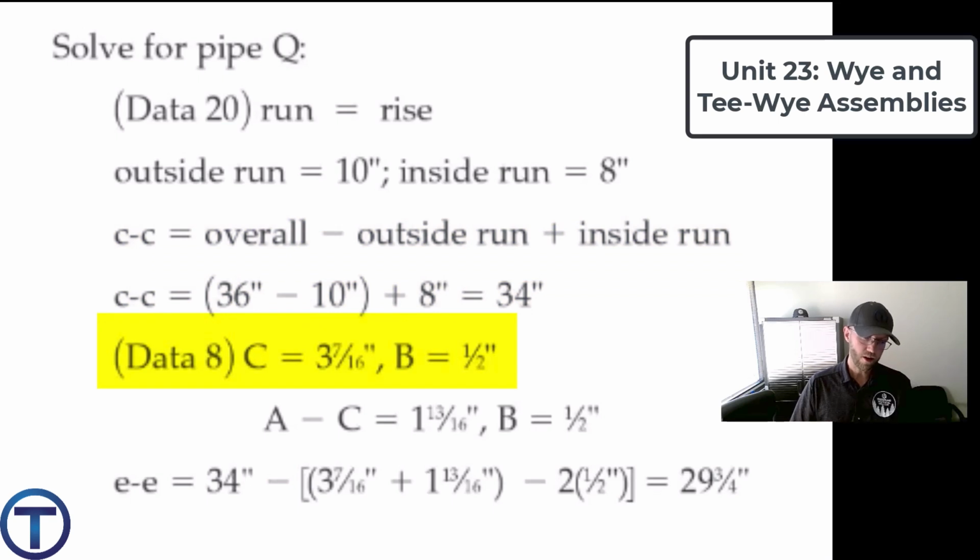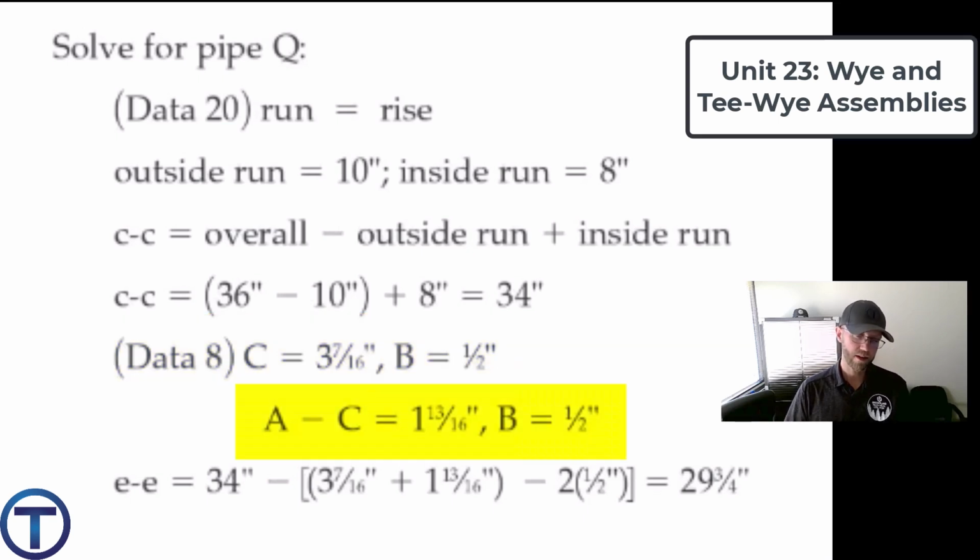Now as we take off for our fittings, we're going to subtract for the Y on each side. It's going to be the same size Y. We're going to subtract for one portion on the one on the left. If we go to data table 8, that's C. That C section is from the face to the center of the branch connection there. And that's 3 and 7/16. And then we'll add back for our pipe threading into the fitting.